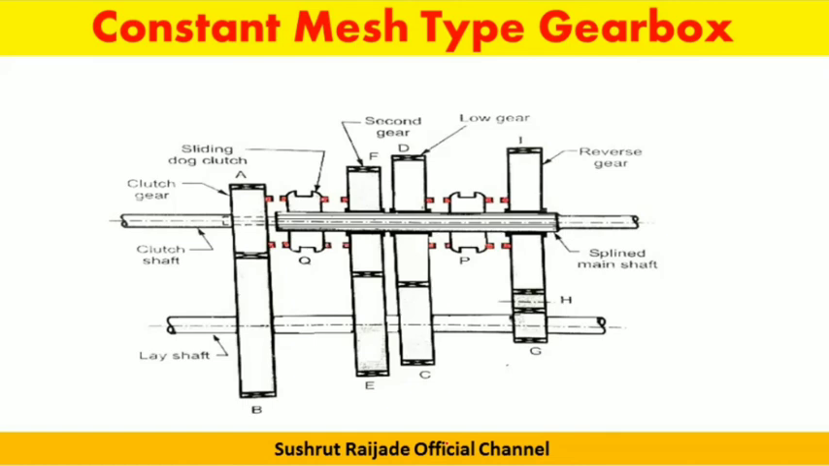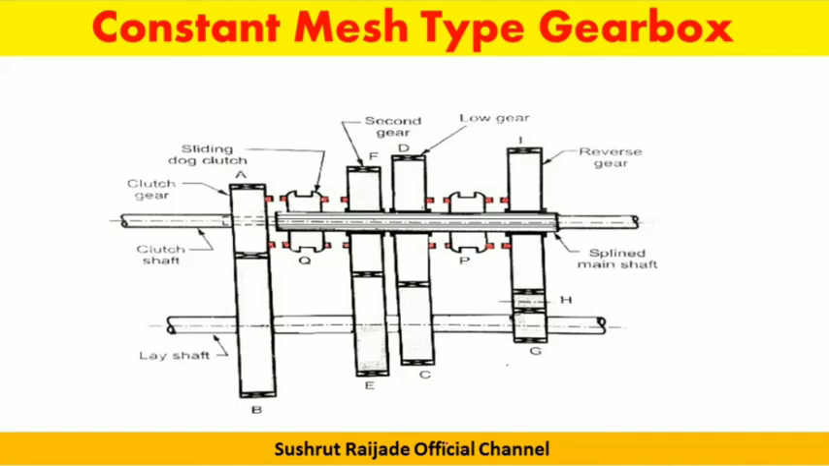Now, disadvantages. So first, for a smooth engagement of the dog clutches, it is necessary that the speed of the sliding dog clutch and the main shaft are equal. Hence, to engage the low gears, speed of clutch shaft should be increased. This is called double declutching. This is the first disadvantage.